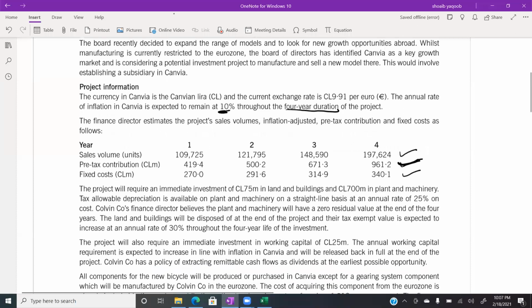The project will require an immediate investment of 75 million lira in land and building and 700 million in plant and machinery. Tax allowable depreciation is available on the plant and machinery on a straight line basis at an annual rate of 25%. Colvin Company's finance director believes that plant and machinery will have a zero residual value at the end of 4 years. Land and building will be disposed of at the end of the project, and their tax exempt value is expected to increase at an annual rate of 30% throughout the 4-year life of the investment.